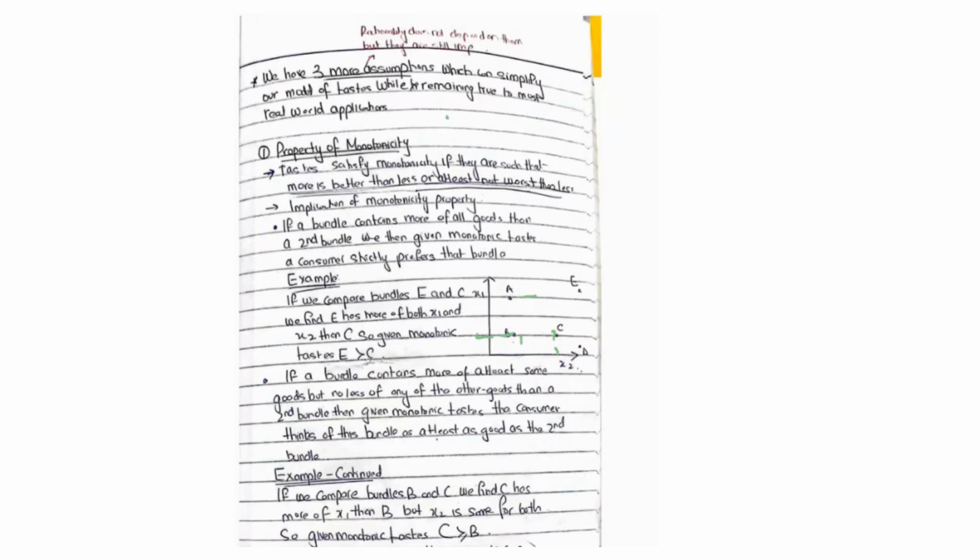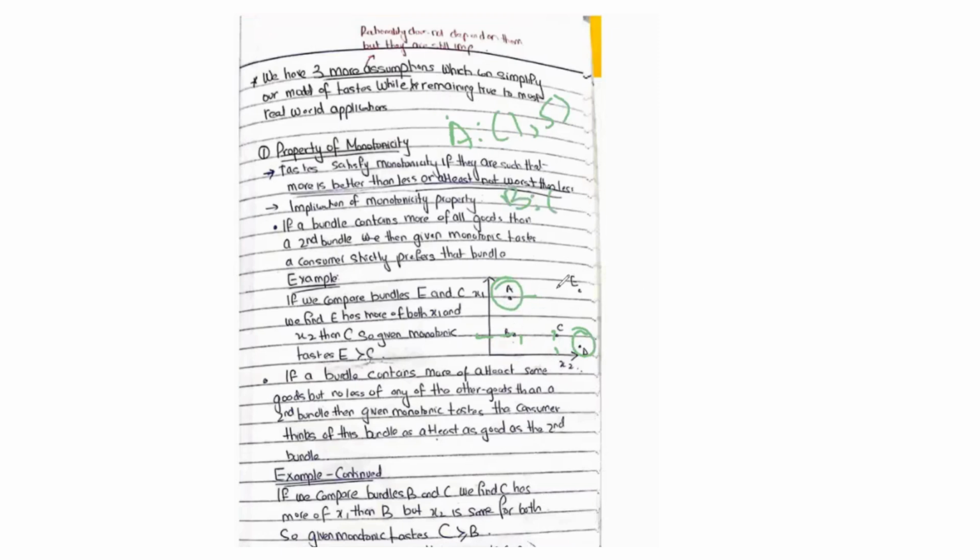Now, let's see, can we use the monotonicity assumption to compare bundles A and D? Notice A has more of x1, but D has more of x2, right? So in this case, we cannot use the monotonicity assumption to relate bundles A and D because no bundle has clearly more, right? You have one bundle which has 1 5, and you have another bundle.